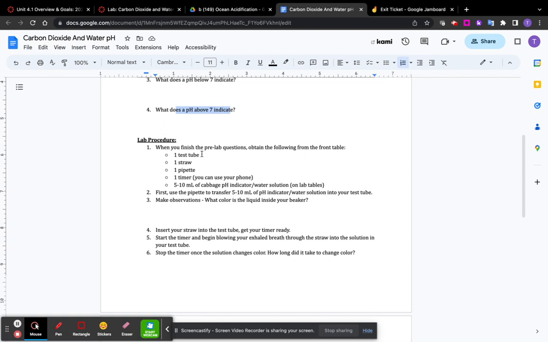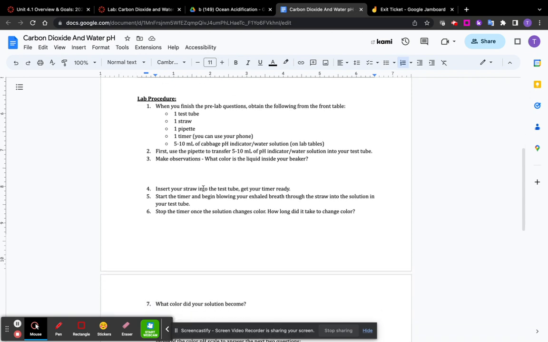So all you need is a few things: a test tube, a straw, and a pipette. You can use your phone as a timer, and on each lab table, there will be a beaker of a water solution that has a pH indicator in it. It is completely safe. I made it myself. It's made out of cabbage, so it might smell a little bit funky, but it is totally safe.